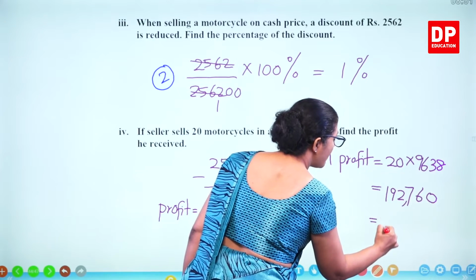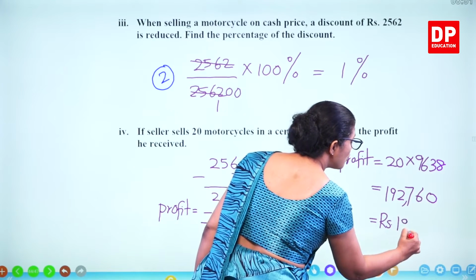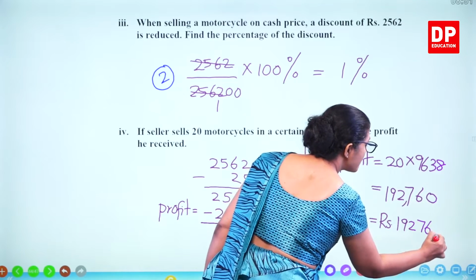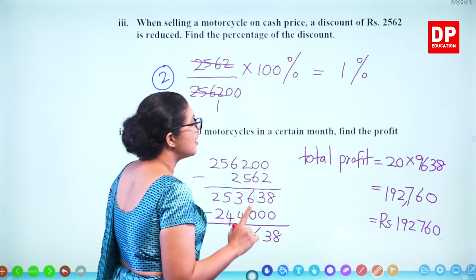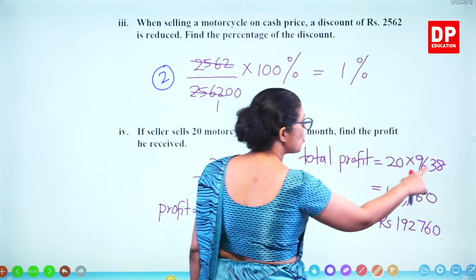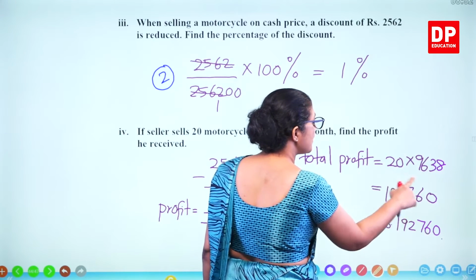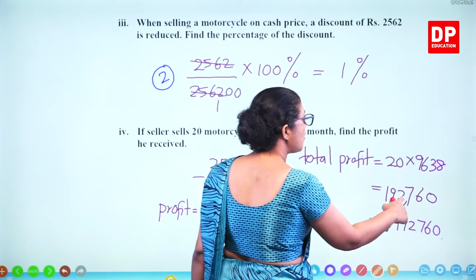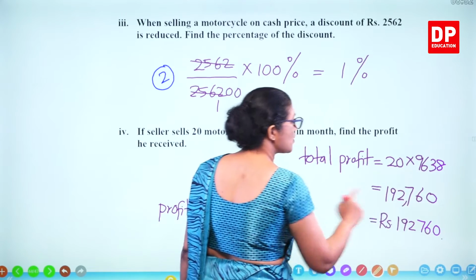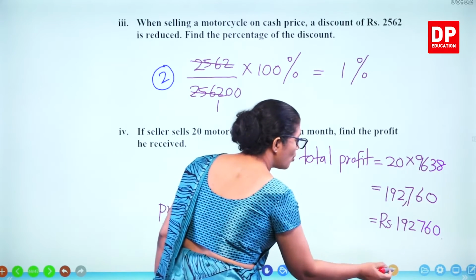So 192,760 rupees is the total profit. Again check, 2 times 8, 16, 7, 2 times 6, 12, and 2 times 9, 18 plus 1, 19. So you get the same.